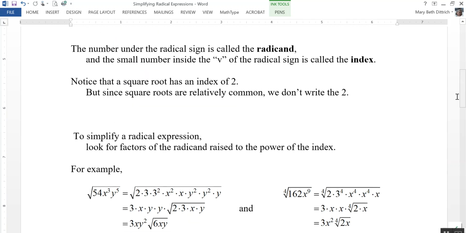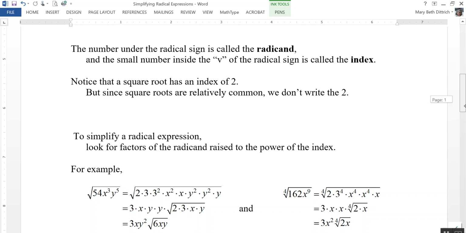Notice that a square root has an index of 2, but since square roots are relatively common, we don't write the 2. To simplify a radical expression, we want to look for factors of the radicand that are raised to the power of the index.